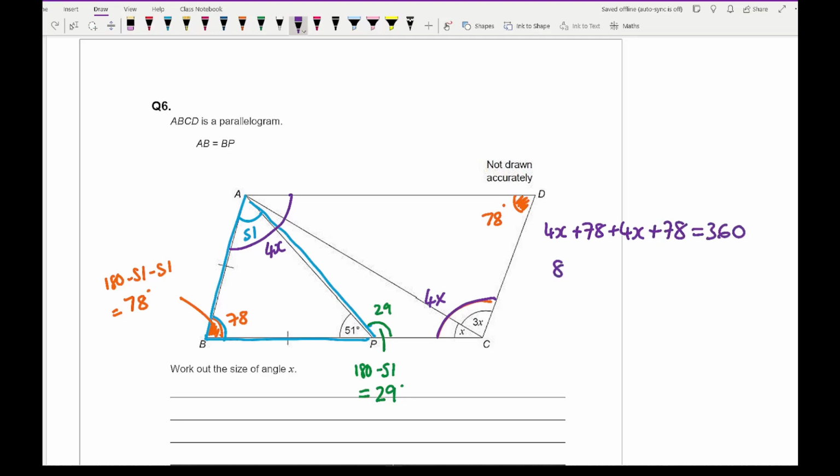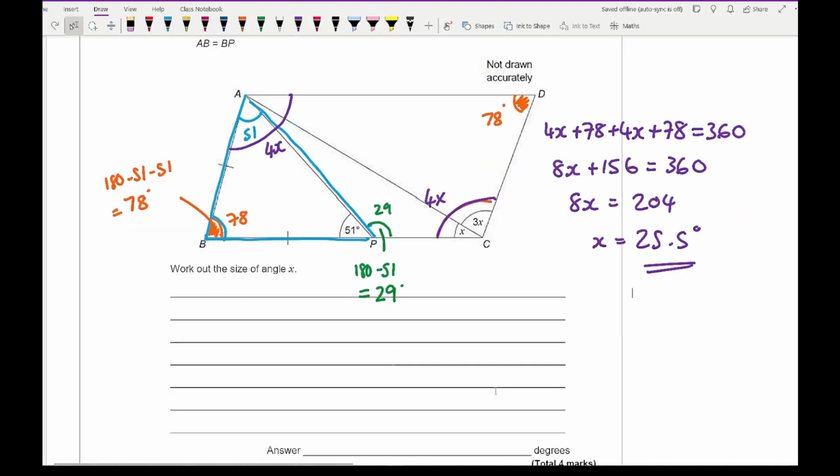Then if I neaten this up, I get 8x plus 156 equals 360. So then 8x equals 360 minus 156, which gives me 204. And then dividing both sides by 8, I get an answer of 25.5 degrees, and there is my final answer.